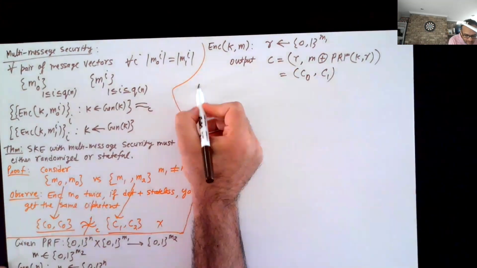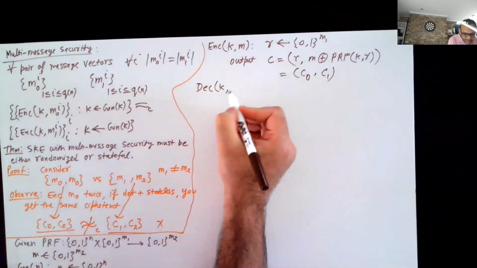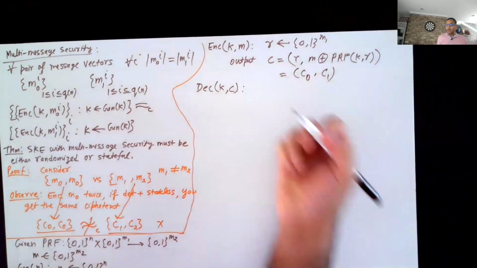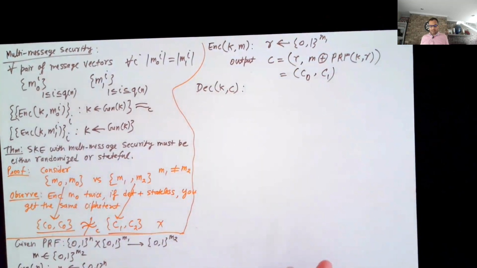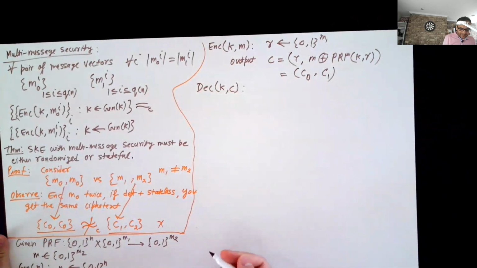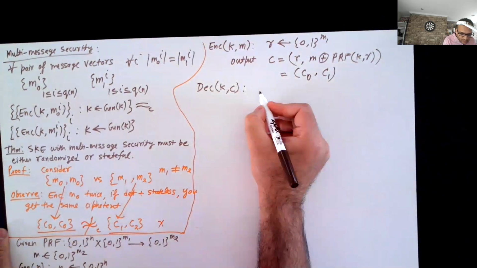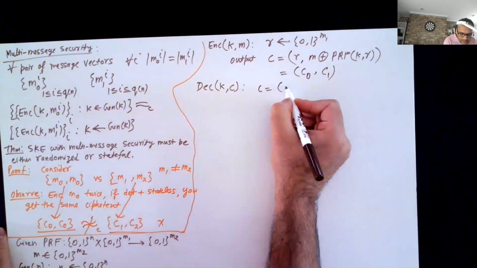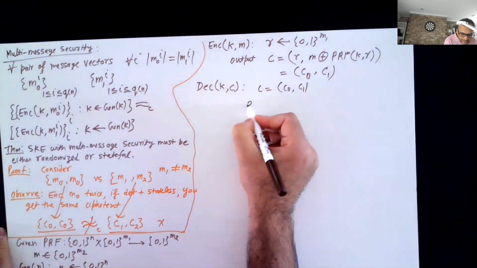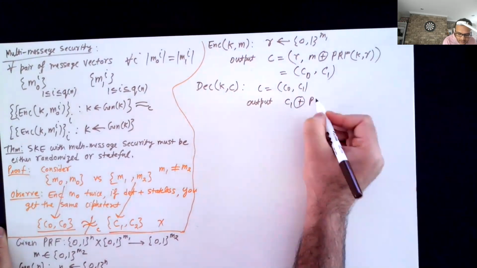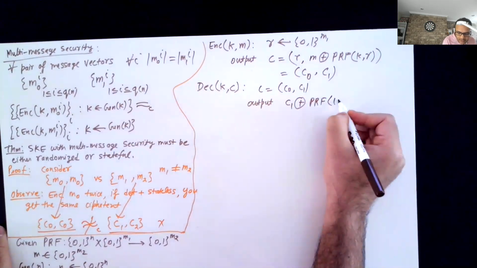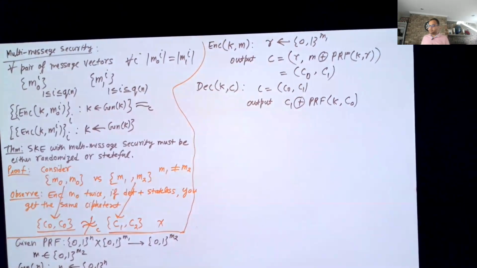How do you decrypt the given ciphertext? Again, very natural. As part of the ciphertext, you have the index, right? You have the PRF key. So you evaluate the PRF, and then you just XOR it with C1, and then you get back your original message. Okay, so C equals C0 and C1, you output simply C1 XOR the PRF output on K and C0.